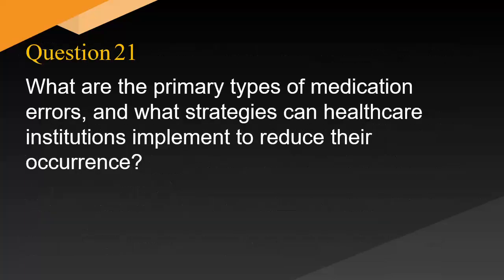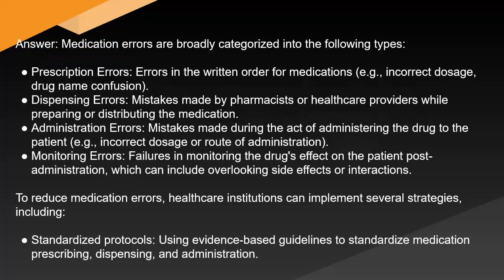surgical errors. What are the primary types of medication errors, and what strategies can healthcare institutions implement to reduce their occurrence? Answer: medication errors are broadly categorized into the following types. Prescription errors. Errors in the written order for medications, e.g., incorrect dosage, drug name confusion.